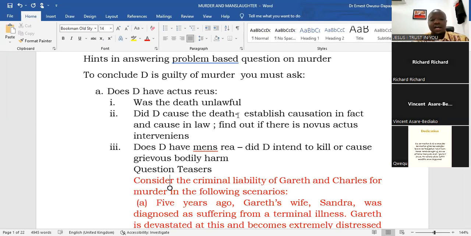And then you must also find out the second important element of any criminal offense, and of course murder. Does the defendant have mens rea? Did the defendant cause the unlawful death with the prohibited guilty mind? In other words, did the defendant or accused intend to kill or cause grievous bodily harm to the victim? Was there intention to kill?